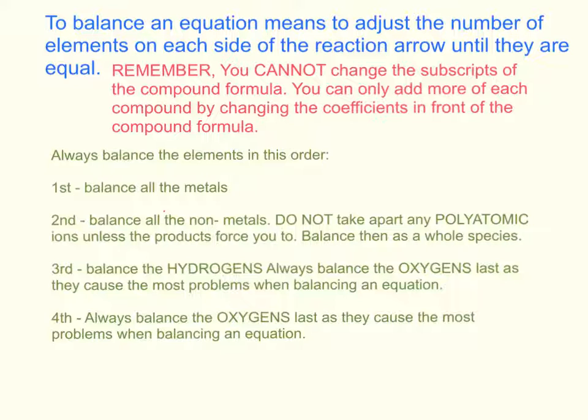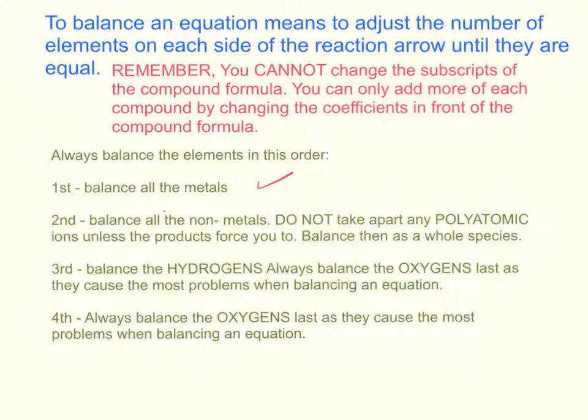Remember, once we form the compound itself, we cannot change the subscripts, because that means you're changing the charges, and we don't want to do that. We can only add coefficients, the big numbers in front of them. So the order that you want to do is, first of all, you want to make sure that you are always just balancing the metals first. That's the first thing. Go through and balance all metals.